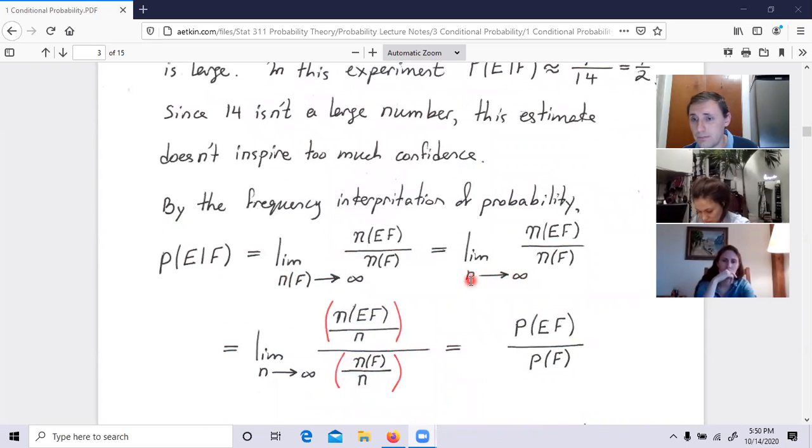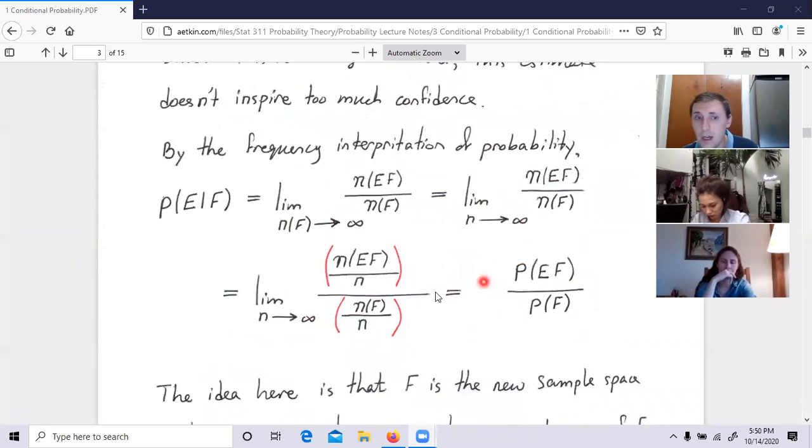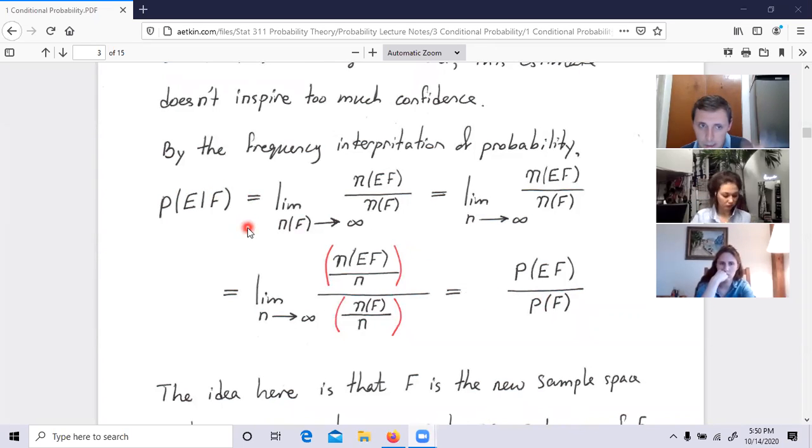I can switch. But if I switch to n, I can now divide the fraction top and bottom by n, and push the limit. Now, by hypothesis, the numerator limit is just the probability of EF, remember from chapter 2, and the denominator limit is just the probability of F. So we arrive at this interpretation. The probability of E given F in this restricted sample space is just the probability of EF divided by the probability of F.